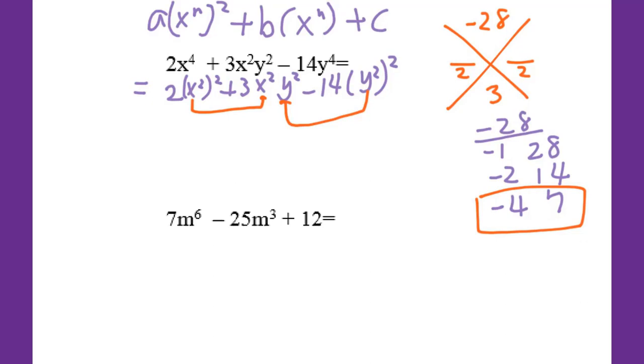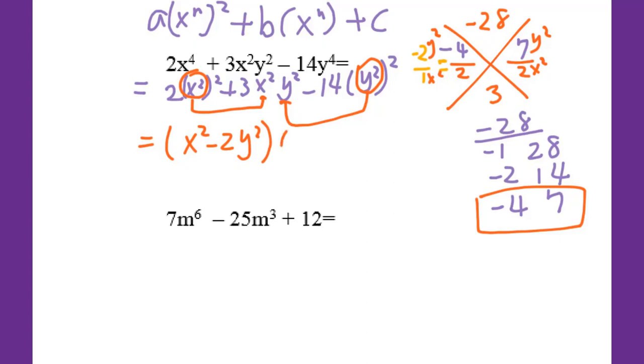I will write down negative 4 and 7. Then you have to reduce. You will get 1 here, and this is negative 2. So I will write down like this. Here is x squared, and here is y squared, so I write y squared at the top and x squared at the bottom, still bottom up. So my answer is x squared minus 2y squared times 2x squared plus 7y squared.